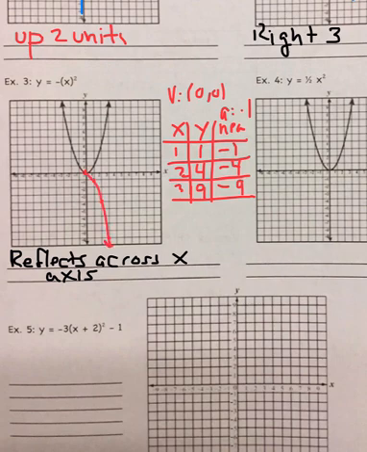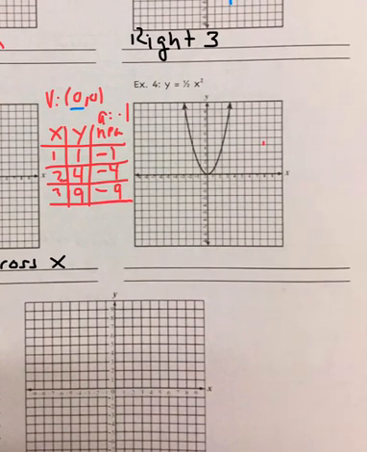So that's that side. My axis of symmetry is still x equals 0 because of my vertex. And so then I can just do the same thing on the other side. And so my graph flipped upside down. It reflects across the x-axis. All right.